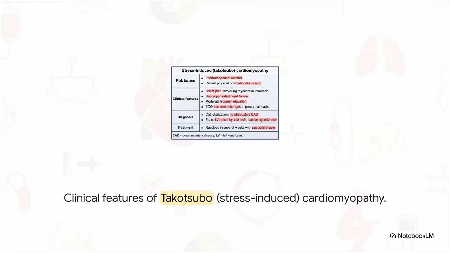But here's the kicker. You rush them to the cath lab, and there is absolutely zero obstructive coronary artery disease. You do an echo, and you see this left ventricular apical hypokinesis, famously known as apical ballooning. The good news? With supportive care, it usually resolves on its own in a few weeks.